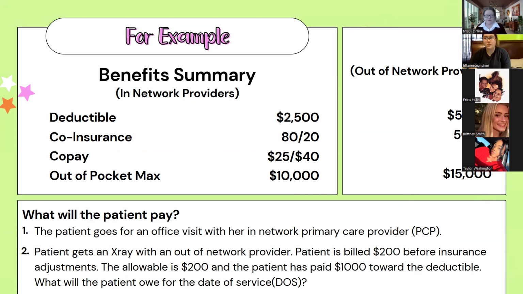The patient goes for an office visit with her in-network primary care provider, or PCP. And y'all will notice that there's a lot of acronyms, initials, things are shortened in this industry all the time. So a primary care provider or primary care physician is called a PCP. And you usually have to pick one when you sign up with an insurance. But so they go for an office visit, in-network, primary care. What's the patient going to pay?